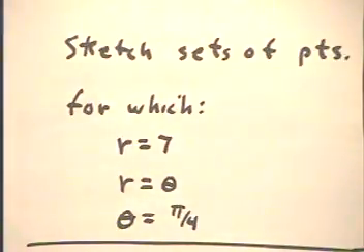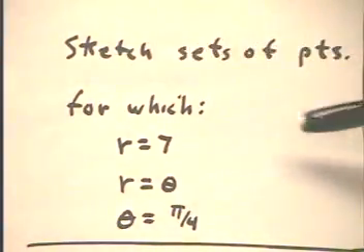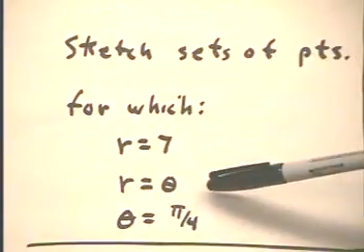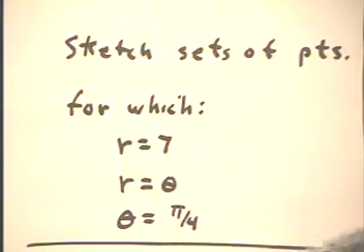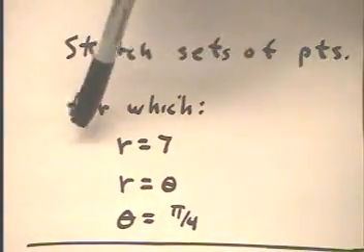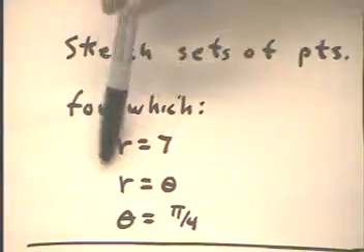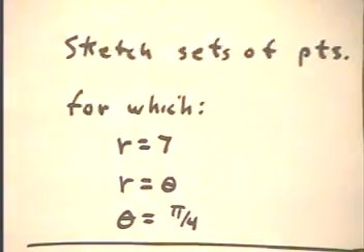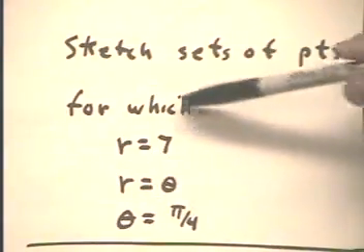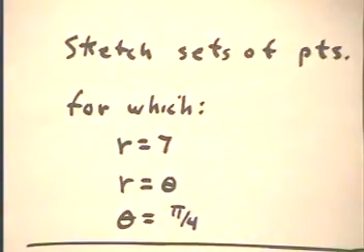You should now pause and sketch the sets of points for which r is 7, for which r equals theta, and for which theta equals pi over 4. That is, stop and sketch all the points in the plane, in the polar plane, for which r equals 7.